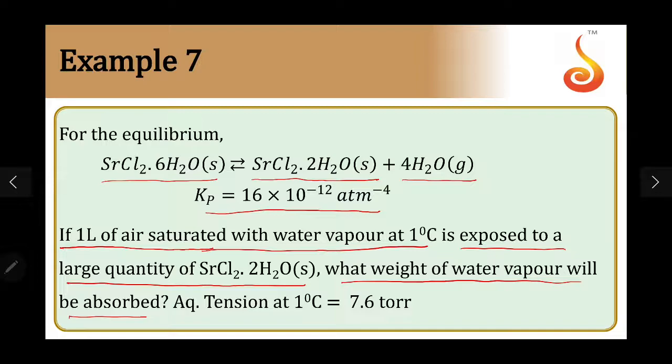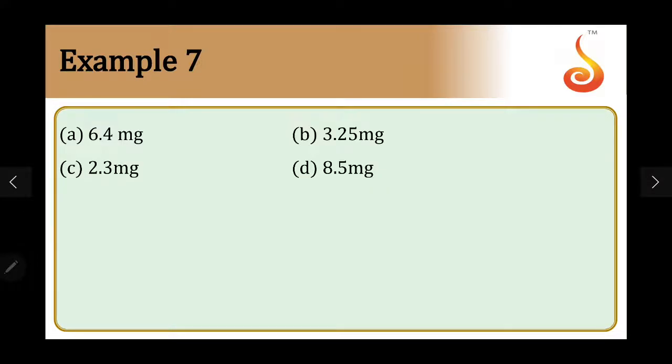So aqueous tension is given as 7.6 torr at 1 degree. So what weight of vapor will be taken by the SrCl2·2H2O to get into SrCl2·6H2O? Okay, so we will go to the solution. So options given 6.4 mg, 2.3 mg, 3.25 mg and 8.5 mg.